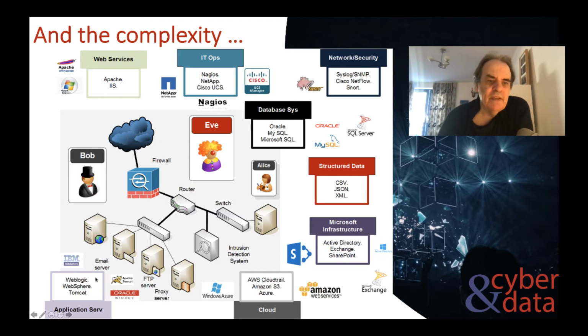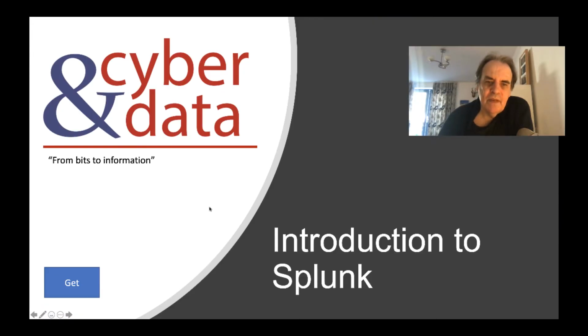And the complexity is that we can typically have hybrid networks where you might have some cloud infrastructures, different types of web technologies, different databases, application servers, and so on. And we must bring together all of this within our big data infrastructure. Okay, so let's have a look at Splunk and how it actually works.